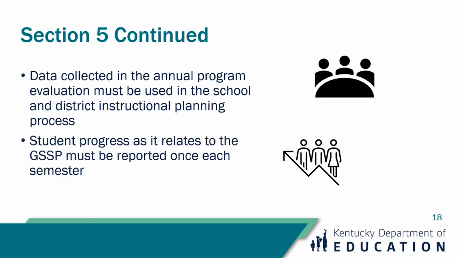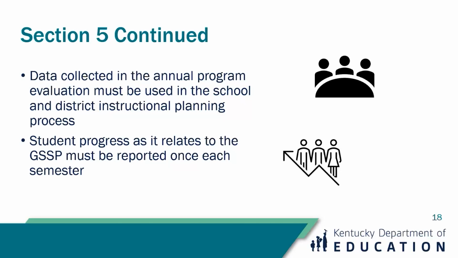Section 5 also talks about the data that's collected in the annual program evaluation needing to be used in school and district instructional planning. So this can be done in different ways. As I said before, you can meet with your supervisors, your administrators, your committee. You can share this information with the Board of Education or with your school-based decision-making councils in your schools, to talk about what's going on in the program and get their feedback on any changes that might need to be taking place, that type of thing.